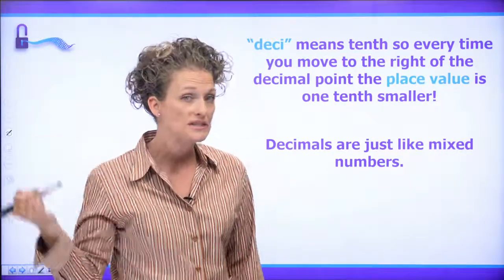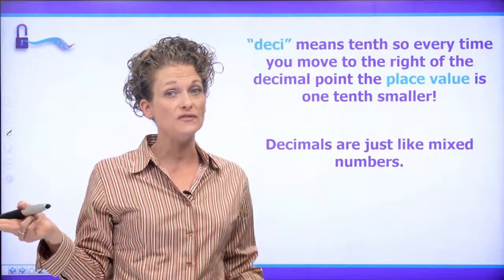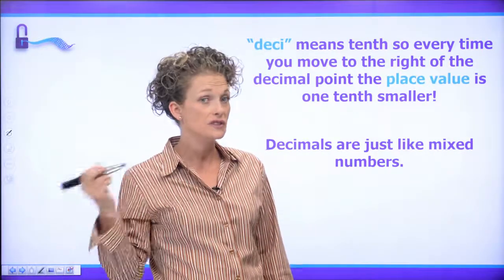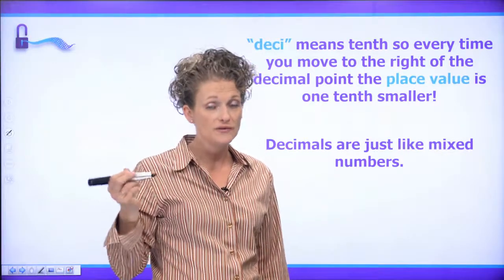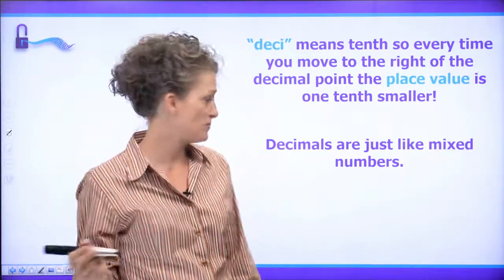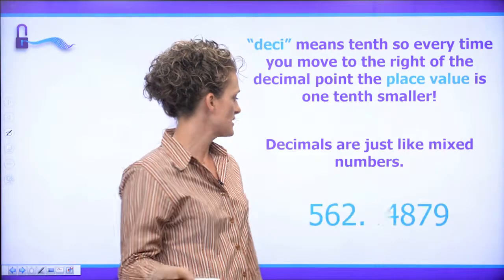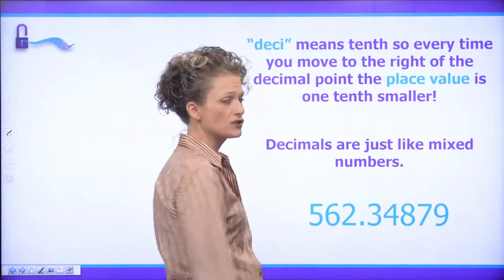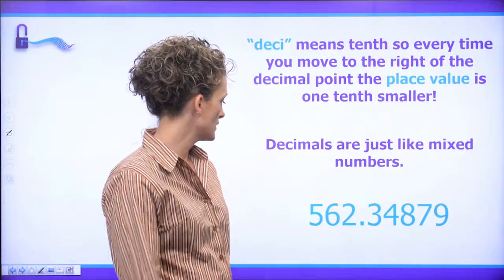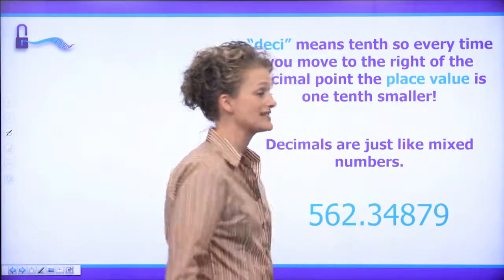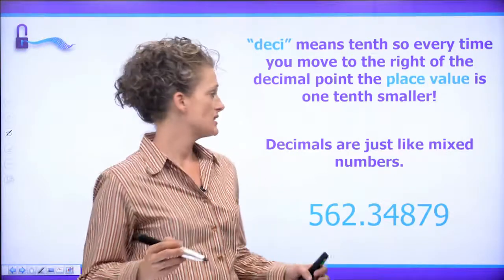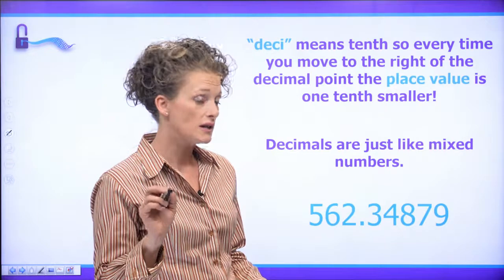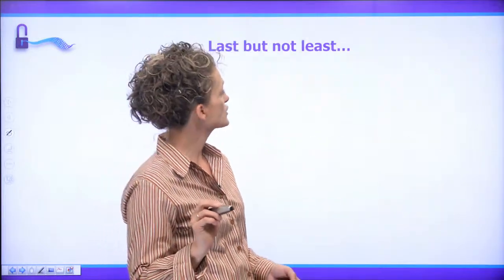Now, it's the opposite when we talked about regular place value for whole numbers. Every time you move to the left, the place value becomes 10 times bigger. So decimals are just like mixed numbers. Like this one we were just looking at, the 562 is the whole number, and 0.34879 is the fractional part. And we're going to learn in another lesson how to change that into a fraction.